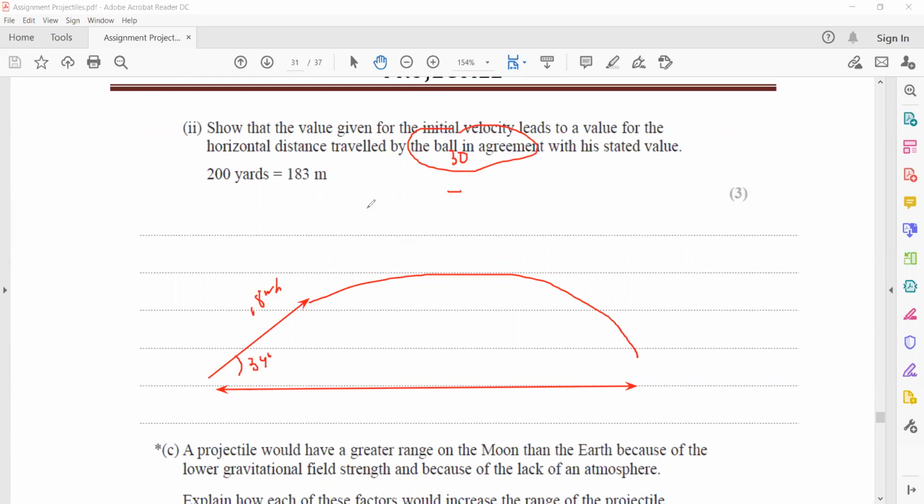So I need the horizontal speed to calculate the range. So horizontal speed will be 18 cos 34. So we know the horizontal speed, we know the time. So range will be equal to 18 cos 34 multiplied by 30. What is the answer for the range?